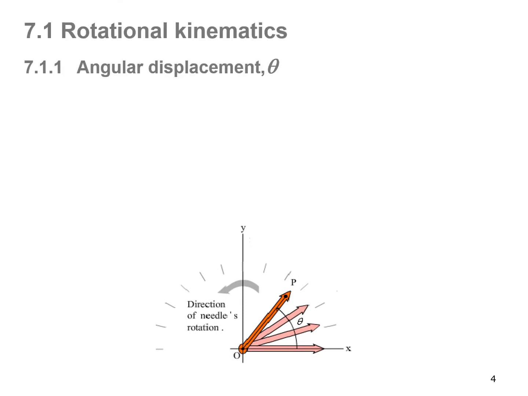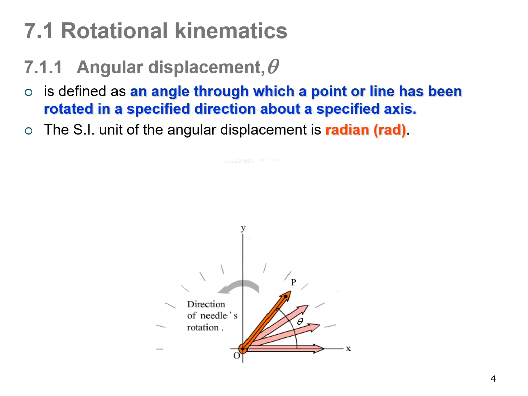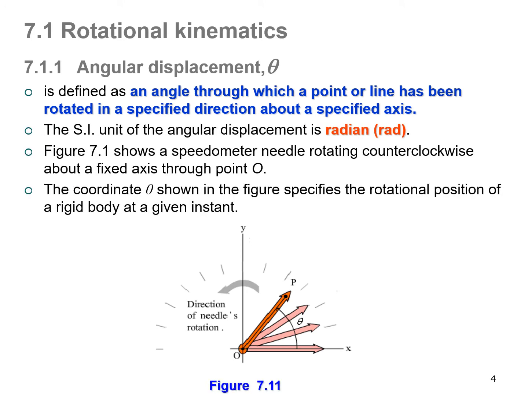Right now, we proceed with 7.1, rotational kinematics. Under 7.1.1, angular displacement, symbol theta, is defined as an angle through which a point or line has been rotated in a specific direction about a specific axis. The SI unit for angular displacement is radian. Figure 7.1 shows a speedometer needle rotating counterclockwise about a fixed axis through a point O. The coordinate theta shown in the figure specifies the rotational position of the rigid body at an instant.